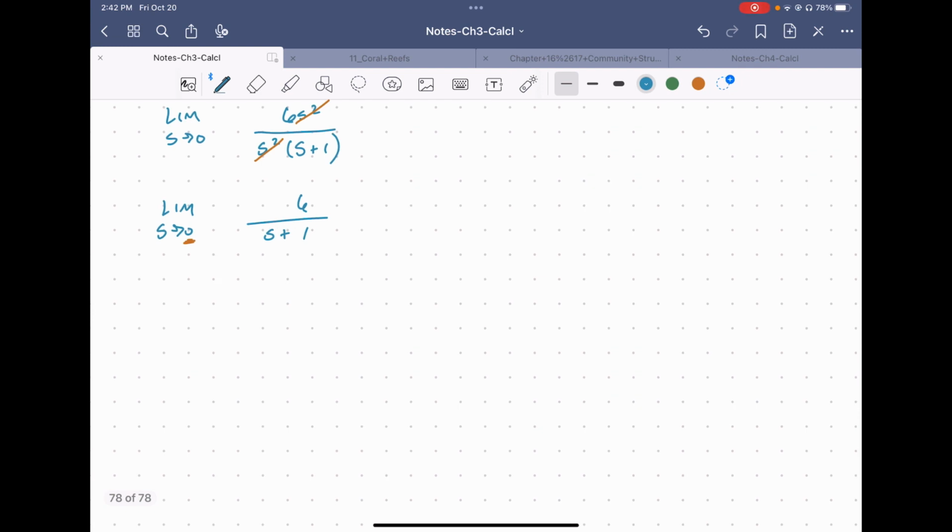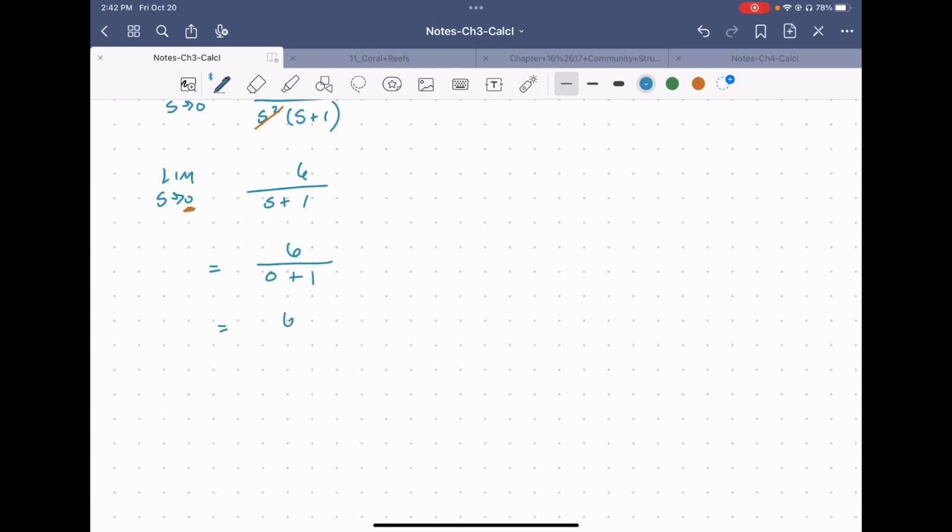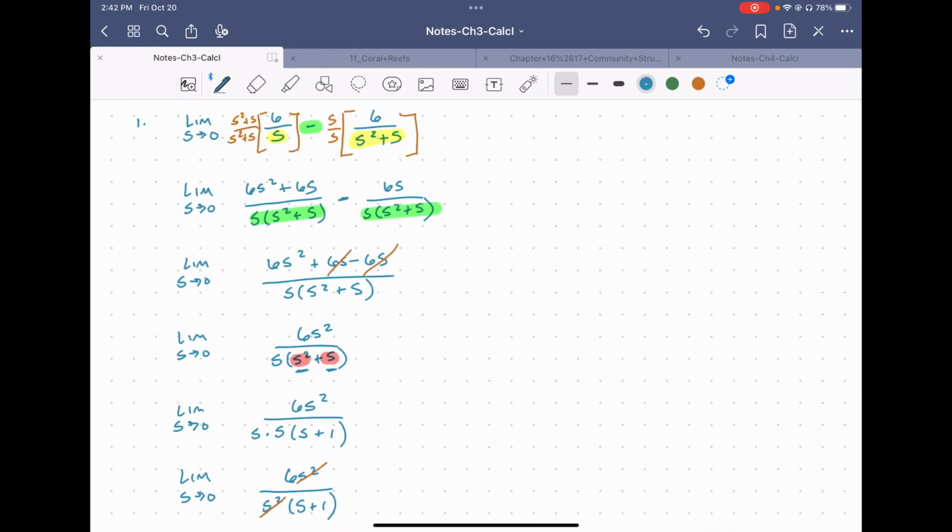And at this point, once you plug in the number you have at your limit, you no longer write the limit as letter approaches number, in our case, the limit as s approaches 0. So I'm going to plug it in. I'm going to demonstrate that with an equal sign. So I have 6 over, plug in my s, which is 0, plus 1, equals 6 over 1. And that simplifies to the number 6. And that is the final answer for this problem. These are all of the steps.